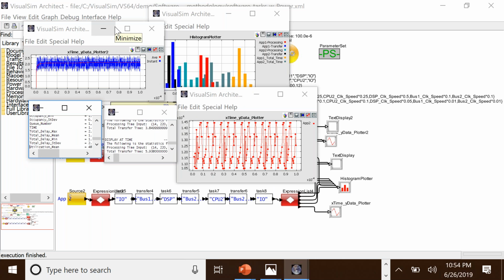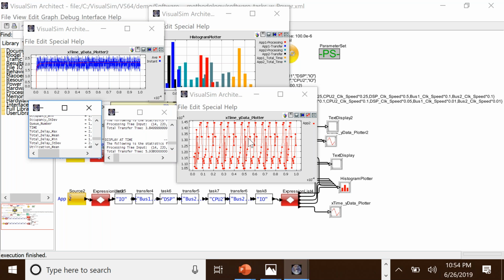One of the things that gets interesting is that when I went from like the 400 megahertz to 200 megahertz, notice earlier on I was at a max of 1.56 microseconds. Now my max is 1.45. So going to a lower speed processor actually reduces my response time. So it's kind of counterintuitive.